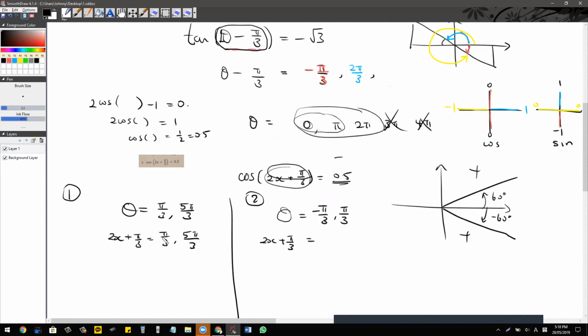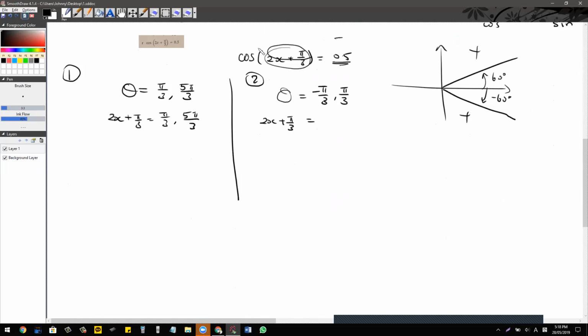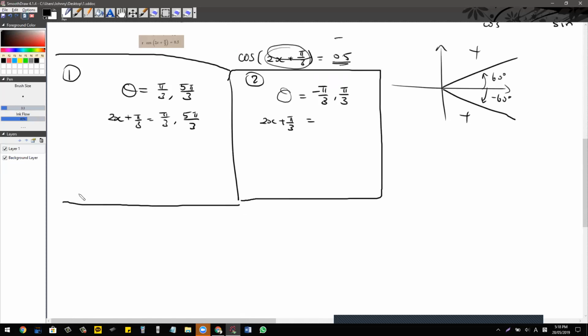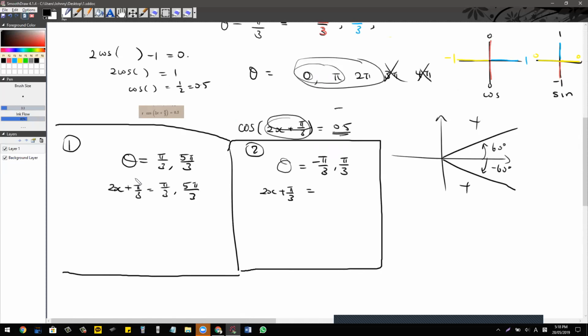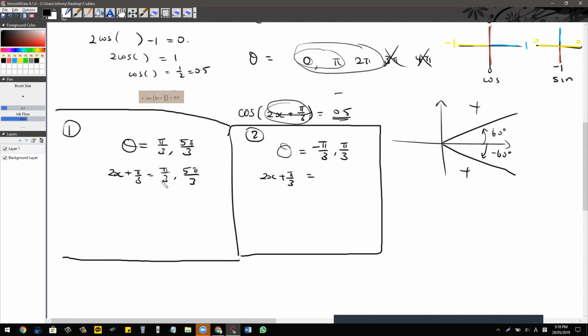Now you also have two choices. So let's not worry about this part for now. So within 1 as well, you have two choices.